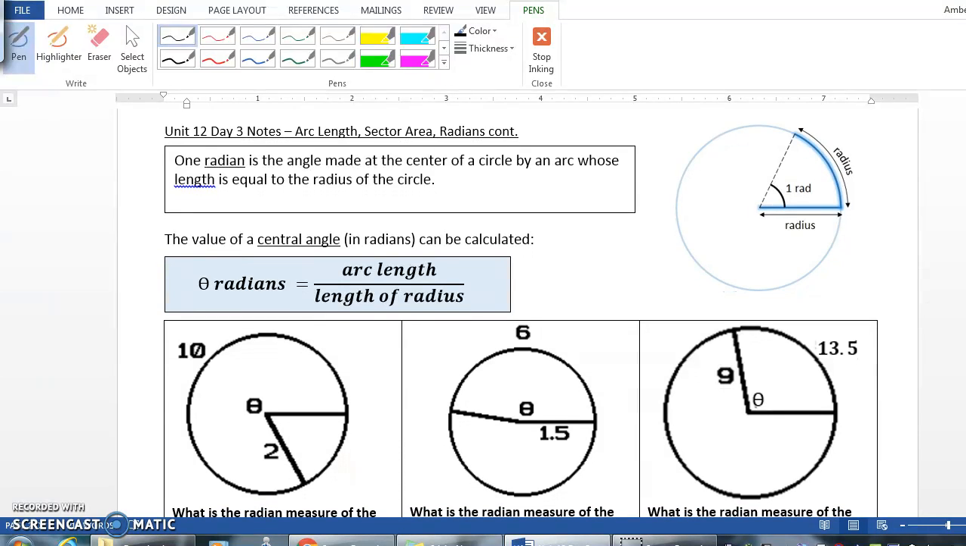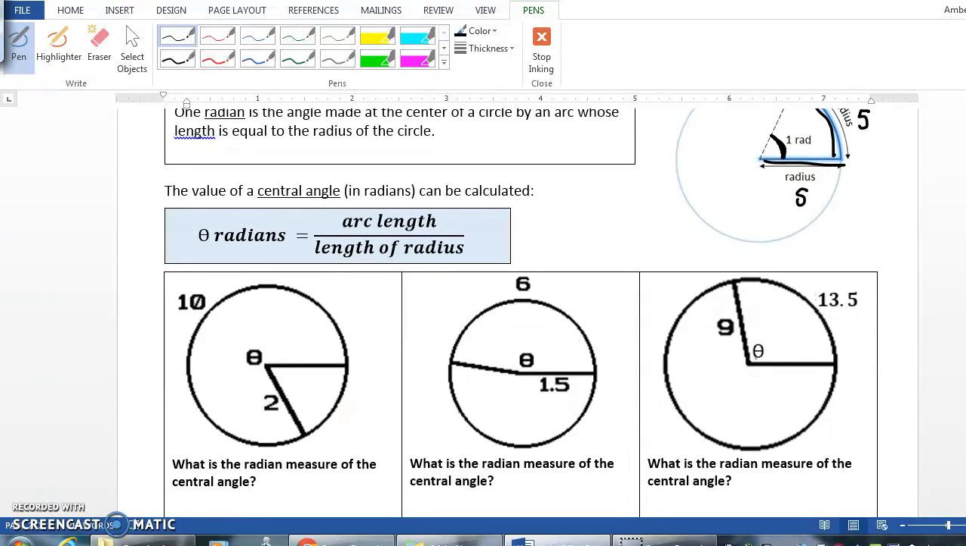Next we're going to learn about radians. A radian is the angle made at the center of a circle by an arc whose length is equal to the radius of the circle. Okay, what does that mean? So 1 radian is actually an angle. So we're talking about an angle, and it's going to be 1 radian that's made right here when you have an arc that is equal to the length of the radius. So if the radius is 5, this arc is 5, then we get 1 radian.